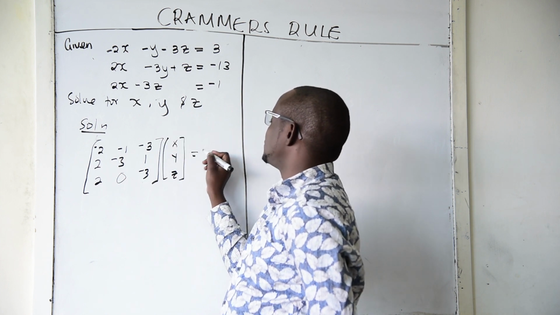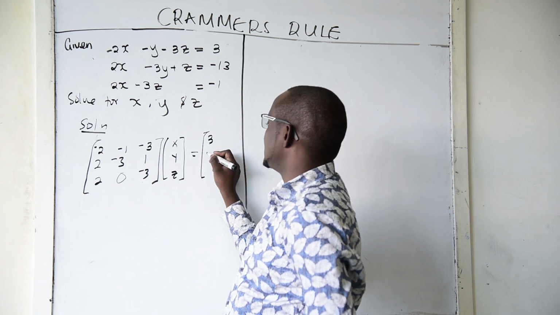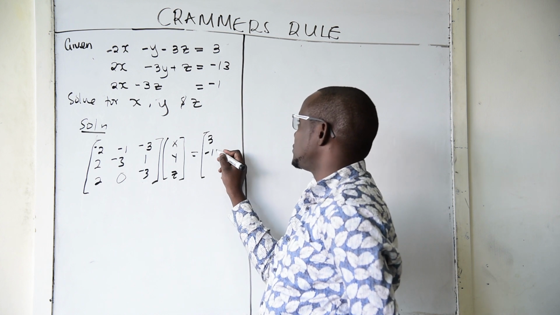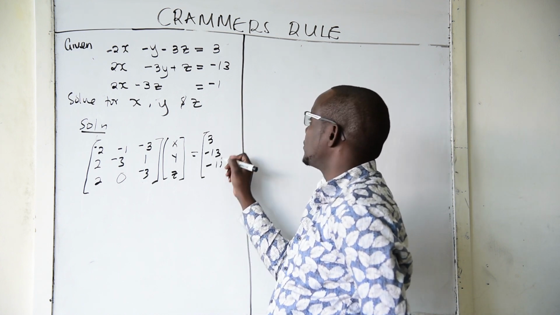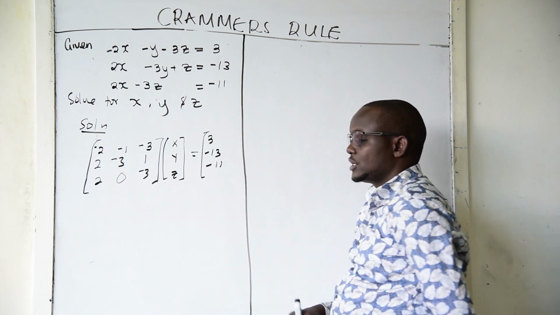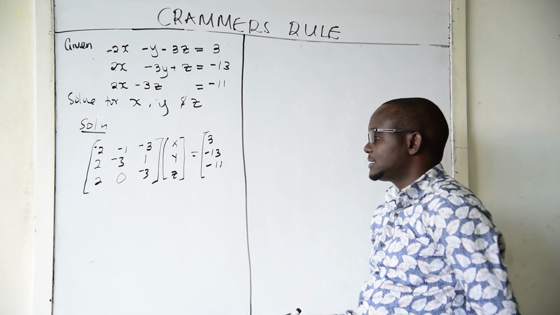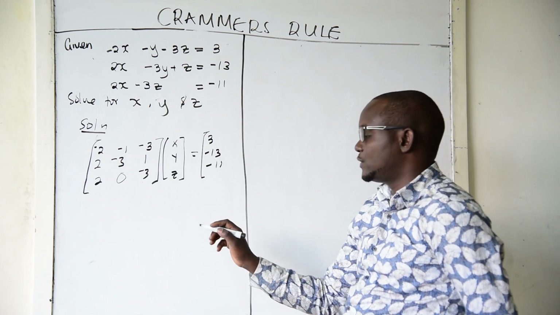And all this should be equal to this. The first equation should be equal to 3. The second equation should be equal to 13. The third equation should be equal to 11. If you are to solve for x, y, and z, we solve as follows.